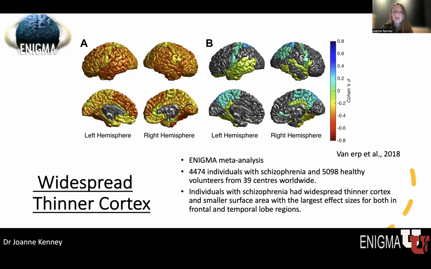This study from Van Erp in 2018 had a sample size of over 4,000 individuals with schizophrenia and 5,000 healthy controls from 39 centers worldwide. From their findings, they found that individuals with schizophrenia had widespread thinner cortex and smaller surface area. But the largest effect for both was in the frontal and temporal lobes.